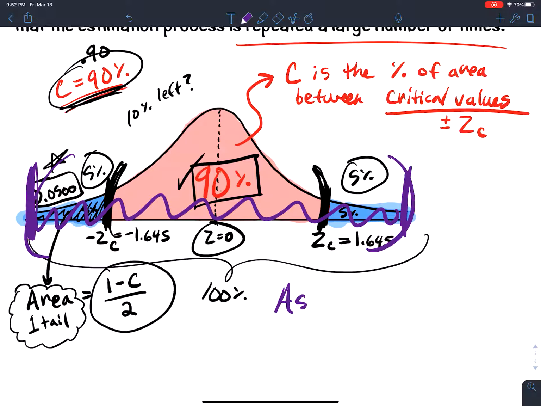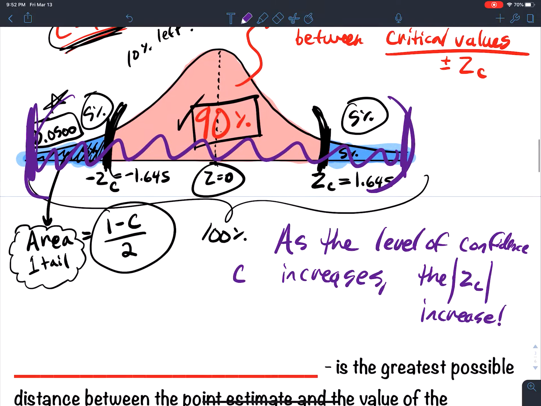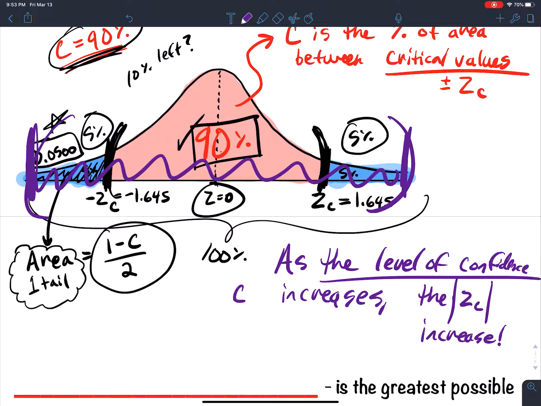So as the level of confidence, C, increases, the absolute value of the critical values increases. Okay? All I'm saying is, as my level of confidence gets bigger, 90%, 95%, 99%, the confidence interval gets wider and wider and wider, okay?